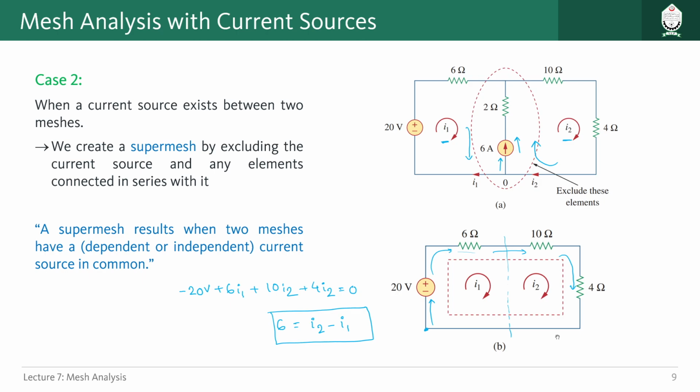So in this way, for case 2, when we have a current source that exists between two meshes, we have to solve this using a super mesh. Okay, and for forming a super mesh, we basically exclude the current source and any elements that are connected in series with that. Like we have this resistor here, we had to exclude that, including this current source. So in this way we can solve this kind of problems by creating a super mesh.